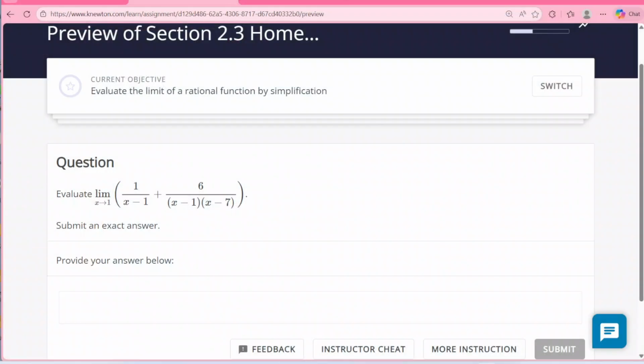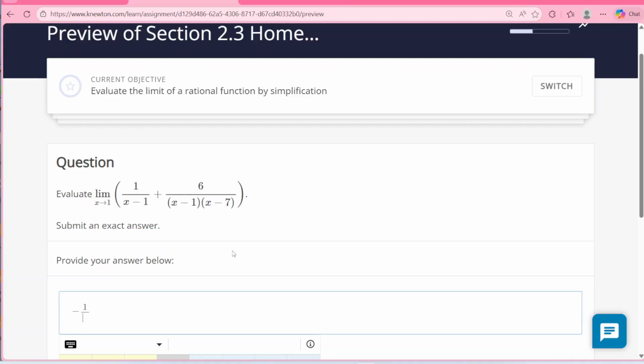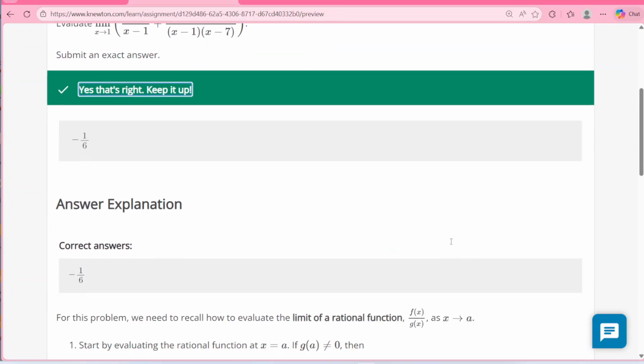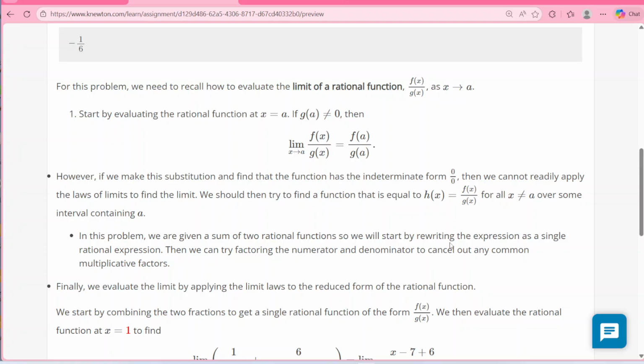So that's it. And again, you could make a graph of this, go to a table, have the value of x get closer and closer to 1 on both sides, and you might have seen that the value approaches negative 0.1666, forever. That's what negative 1/6 is, but it's just easier to go about it this way algebraically. So enter negative 1/6. And again, please read through the answer explanations.